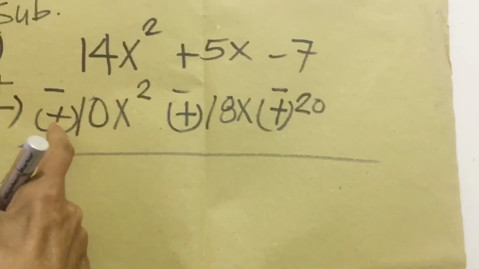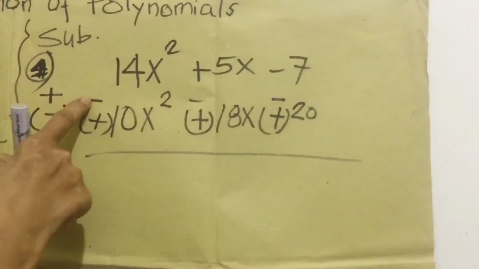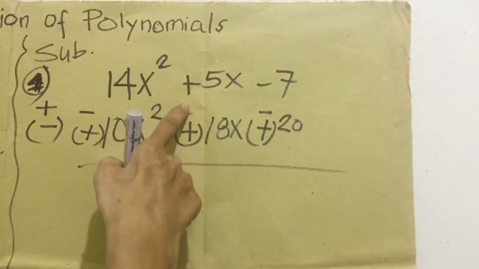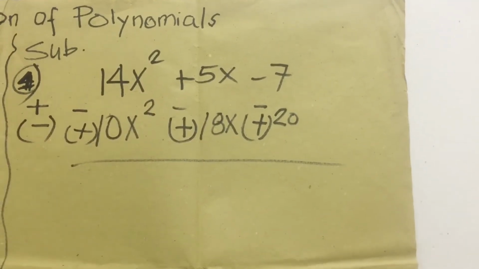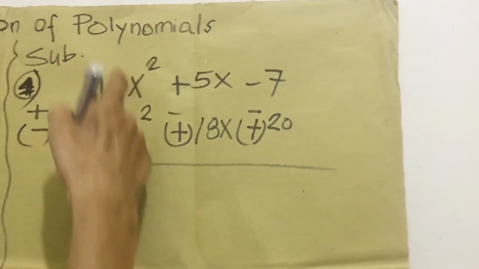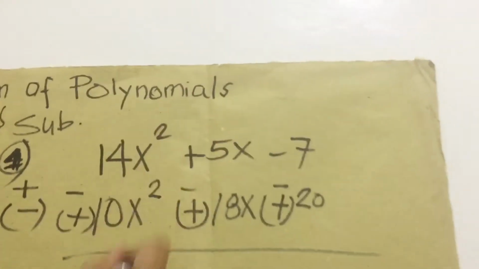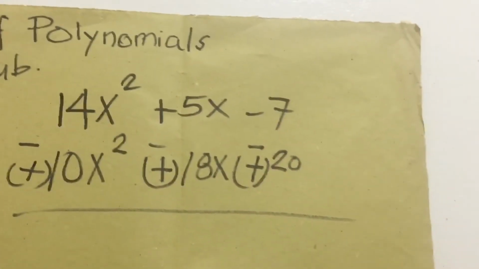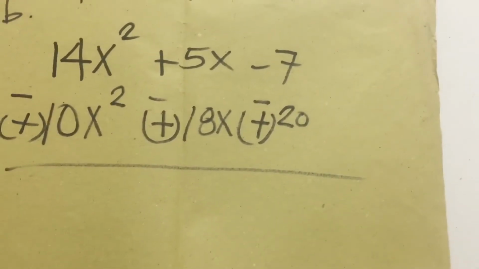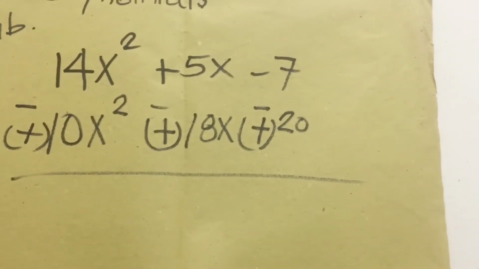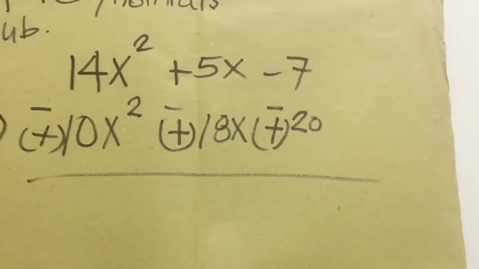Kung anong sign dyan, i-reverse nyo lang naman. Kung ito ay negative, magiging positive ito. Kung ito ay negative, magiging positive. Vice versa lang. Okay, naayos na natin. I-check naman na natin yung mga exponent and variable. Pag the same, okay. Andito naman yung constant. So, ibig sabihin, ready na siya para i-minus na natin ang polynomials na yan.